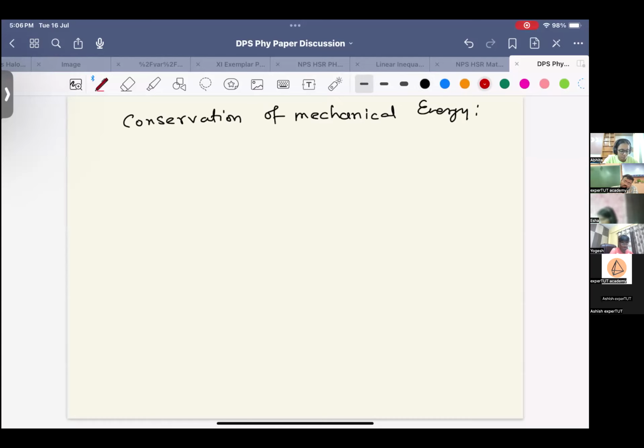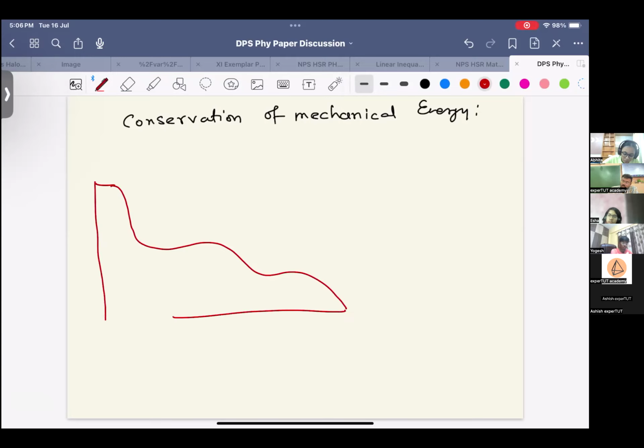Let's say I write a question, a case where there is a platform. Okay, so this is the platform, and a ball is rolled from here, and it goes down. The height of the platform is h, and it has no friction.